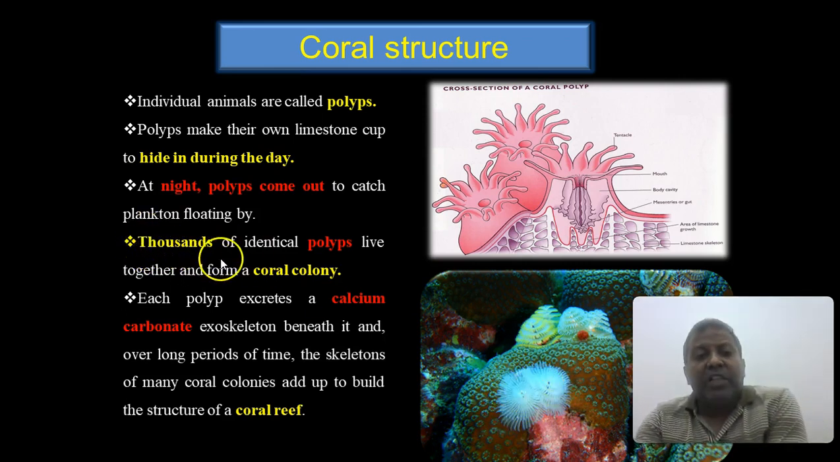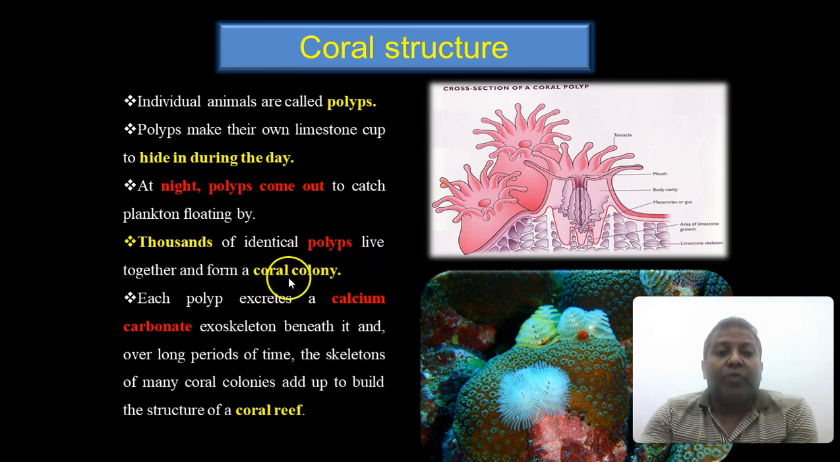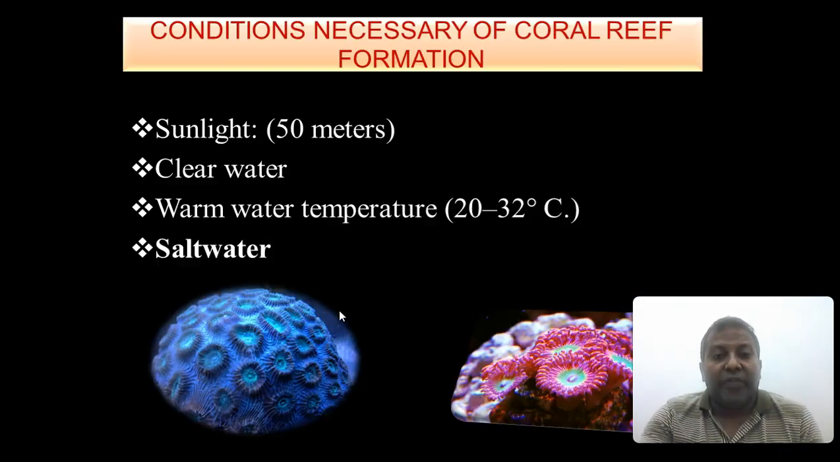Now, thousands of these identical polyps live together to form the coral colony. Each individual polyp secretes a calcium carbonate exoskeleton beneath it, and over long periods of time, the skeletons of many coral colonies add up to build the structure of a coral reef. So, a coral reef is not just a single coral polyp; it's an amalgamation of various exoskeletons. They are built up to form the large coral reef.